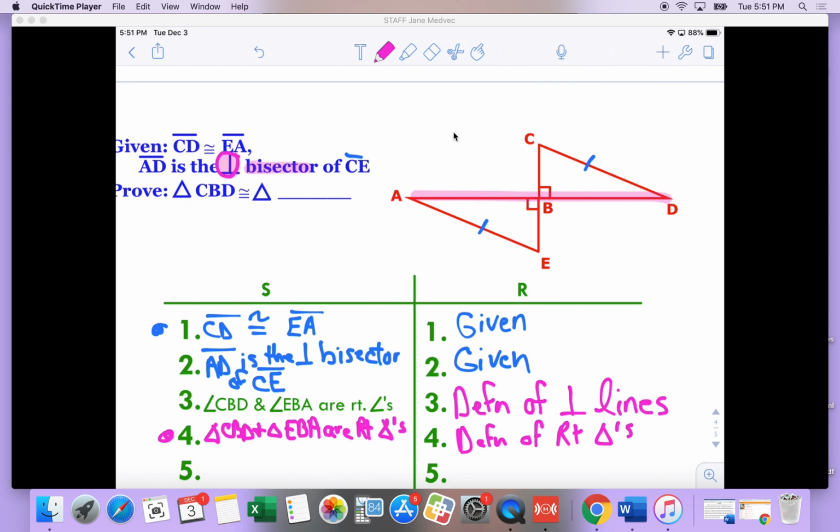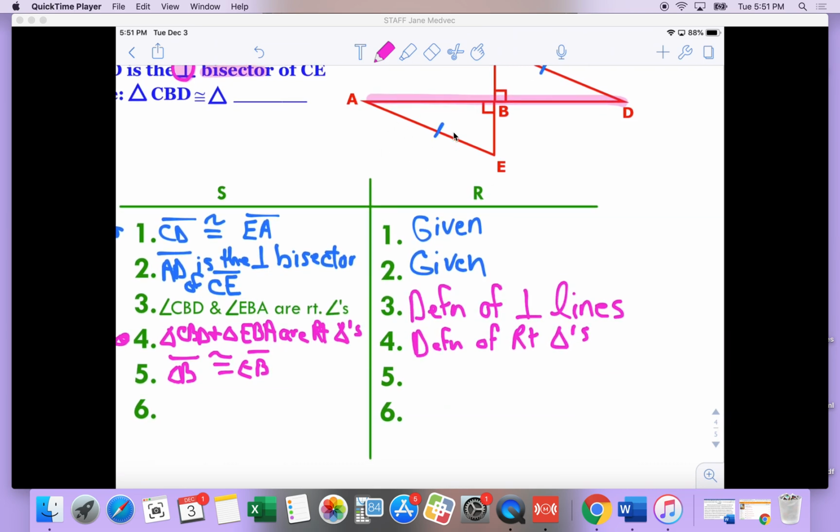Now I need to look at a leg. Well, I can do that with my bisector. I've got that bisector there. So I can go CB is congruent to EB. And I can do that because definition of bisector. Okay, again, they gave me that great information. I'm going to use it.